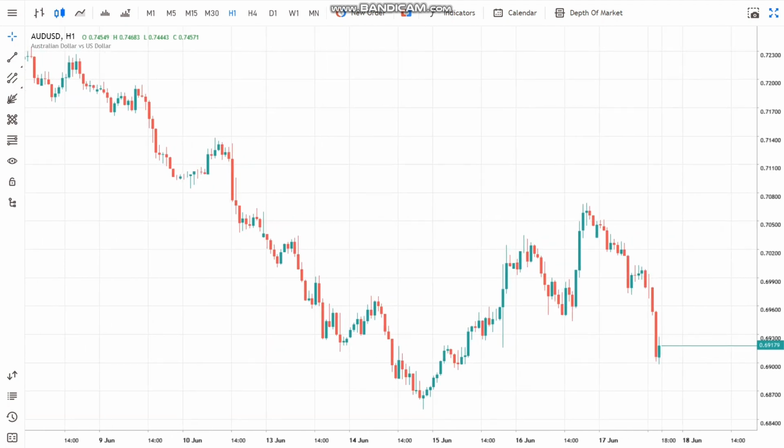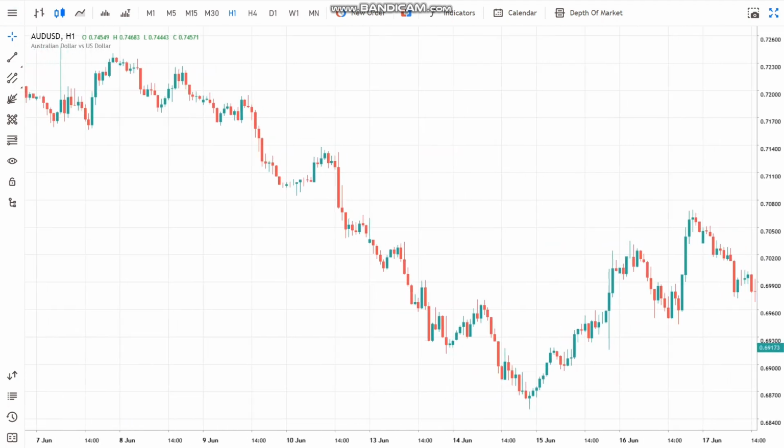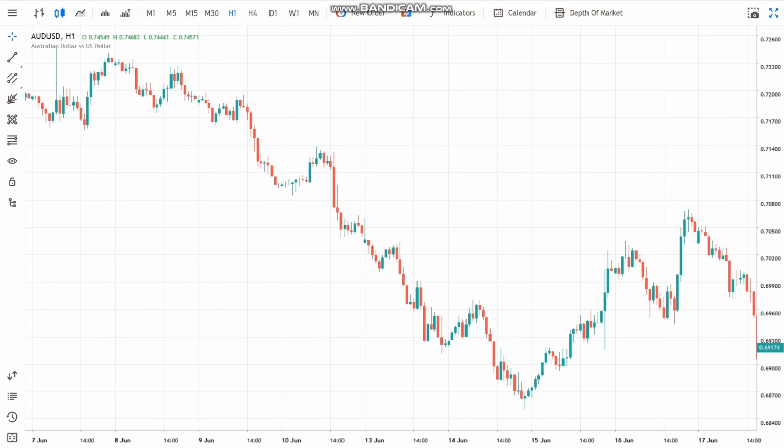So this is my chart. As you can see, this is AUD. I'm on the 1 hour time frame. So divergence, we use divergence for reversals. We want to catch reversals. We want to catch a new trend when a new trend is happening.